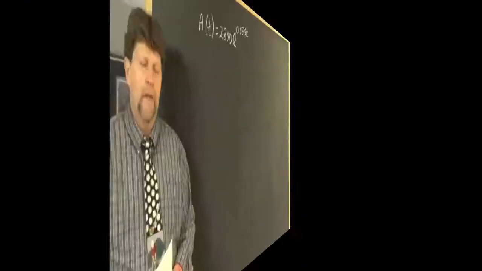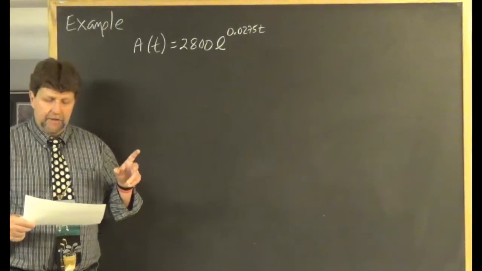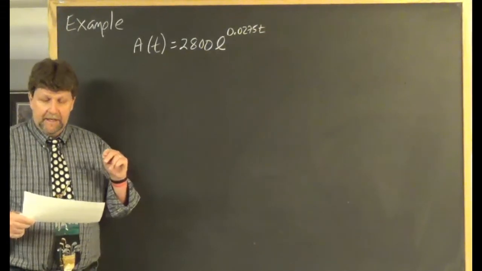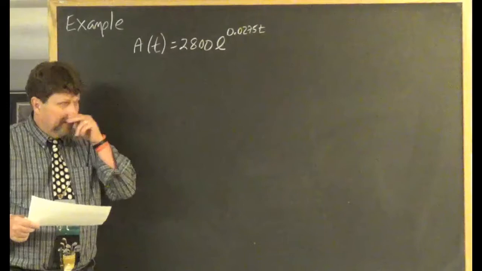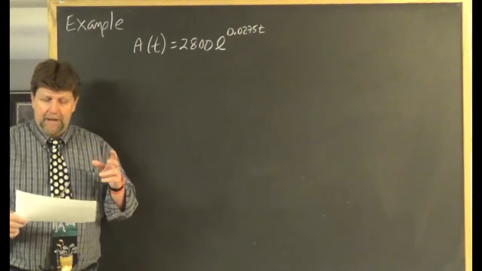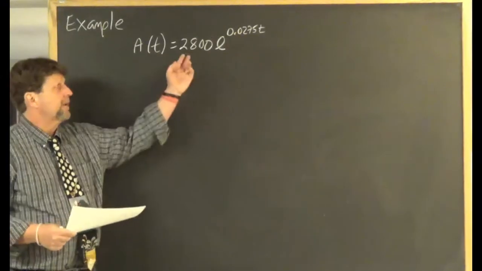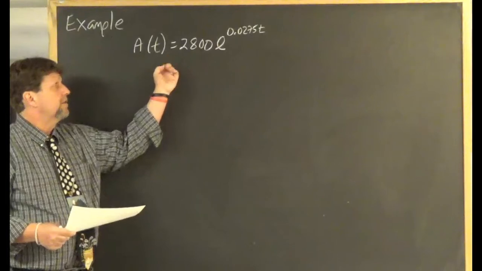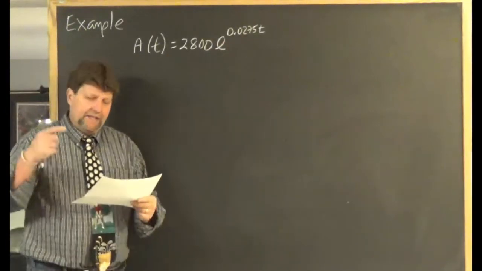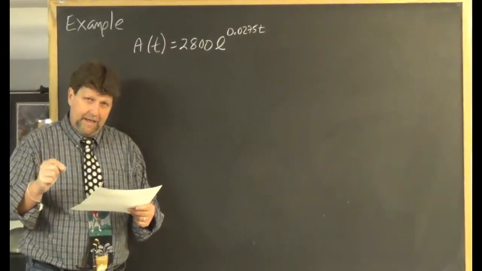All right, folks, in this example, remember Fred was putting $2,800 into an account, earning 2.75% interest compounded continuously. We want to find Fred's average balance over the first 2 years in the account. The first thing I did was write down the compound interest function. There's the principal, there's the rate.